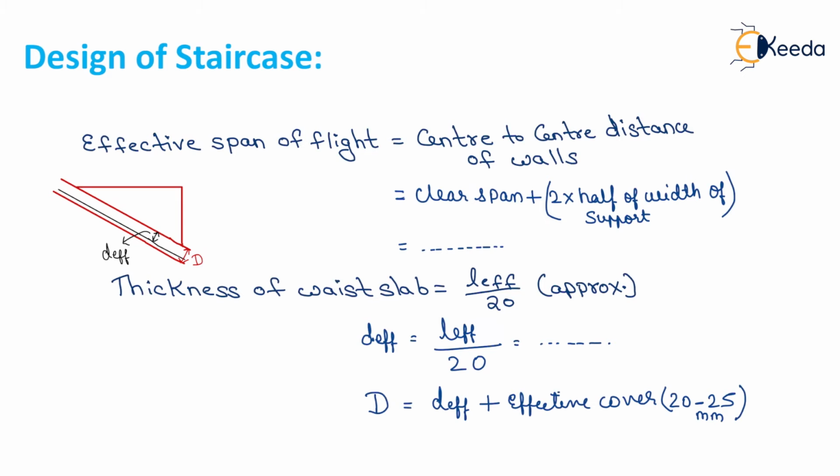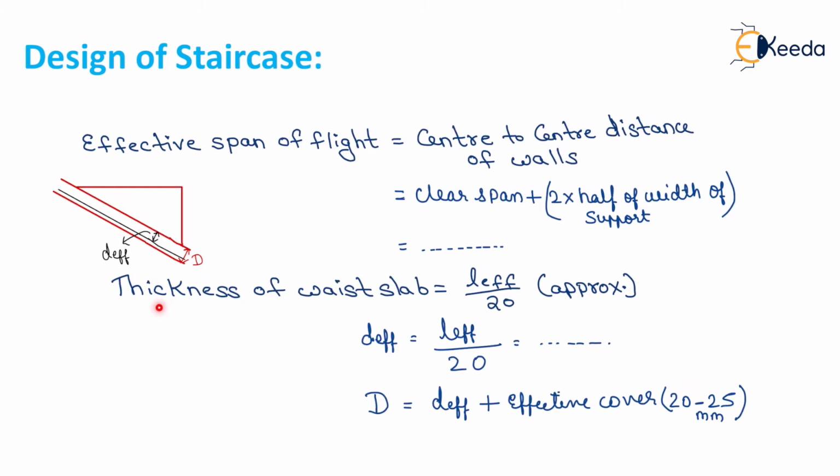Now, design of staircase. Effective span of flight equals center to center distance of walls, equals clear span plus 2 into half of width of support. So, we will get effective span of flight, that is L effective, and now we will calculate overall depth D.